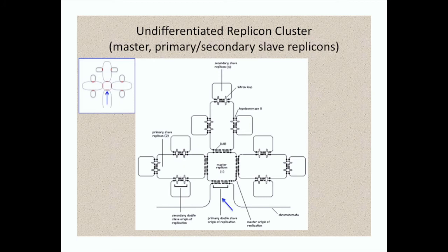And finally, you see the double origin of replication that's attached to something called a chromonemata that you see down there at the bottom of this replicon cluster. That is how this replicon cluster attaches to the chromosome.